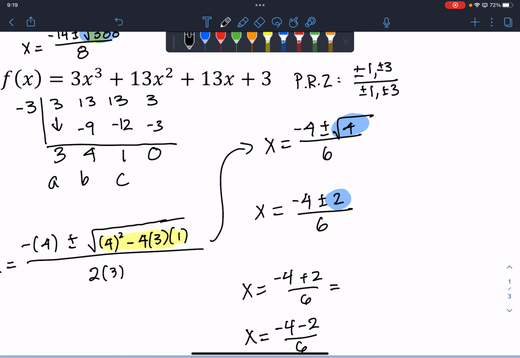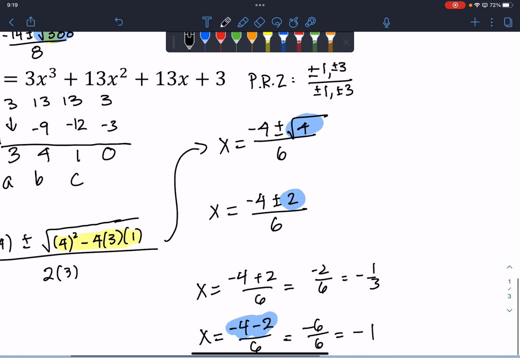So let's do the negative 4 plus 2. That can be negative 2 divided by 6. That reduces to negative 1/3. And this now adds up to negative 6 divided by positive 6. That's negative 1.